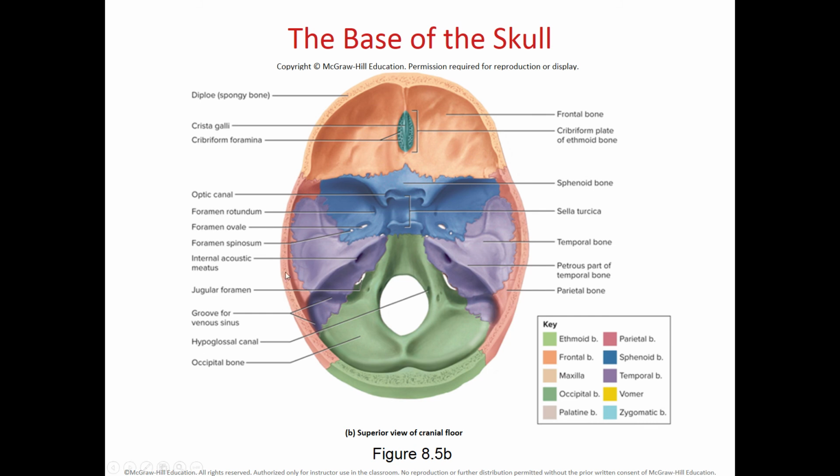Now, in between the temporal bone and the occipital bone, we have a foramen that is called the jugular foramen. The jugular vein passes here through this foramen.